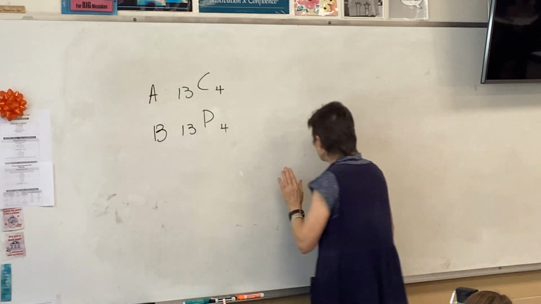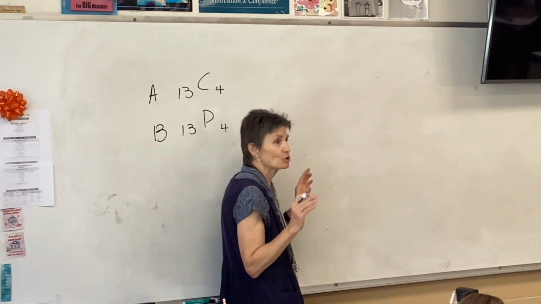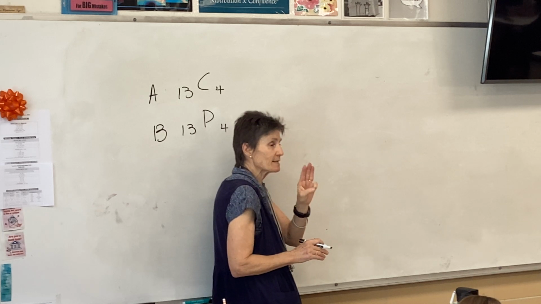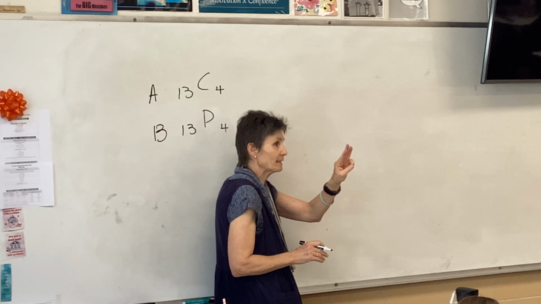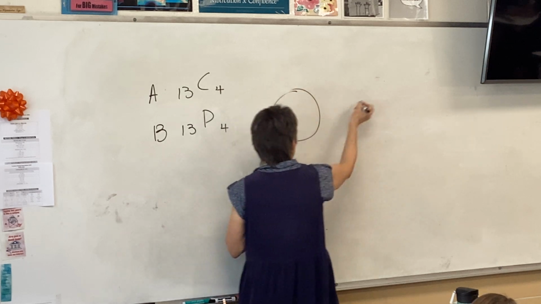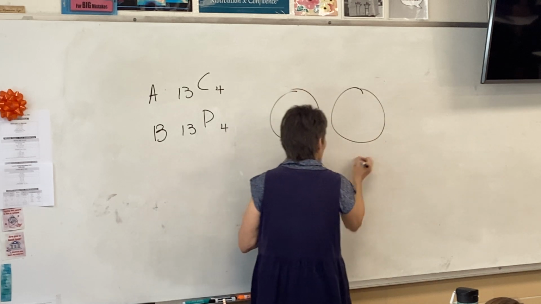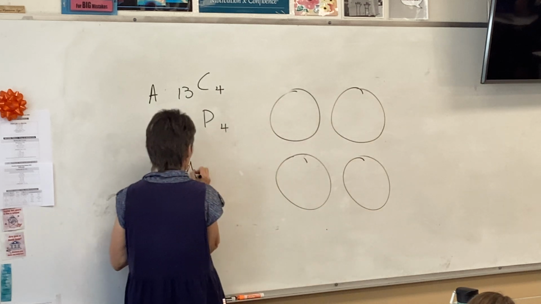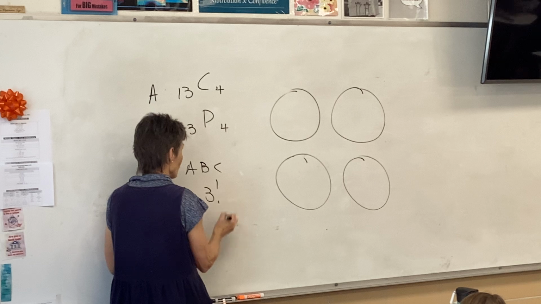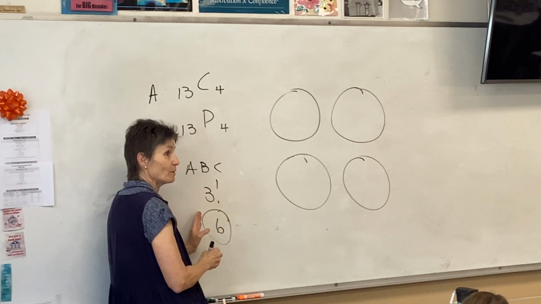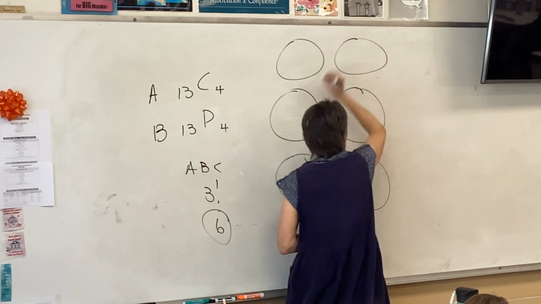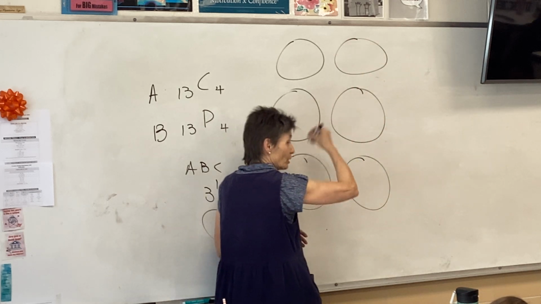I'm not going to do 8 because it's too many. I'm going to do just 3 items. Let's say I have an apple, a banana, and a carrot, and I'm going to arrange them on a circular plate. I'm not putting them in a line. In a line there would be 3 factorial, or 6 ways. So I'm going to look at those 6 ways on a circular plate.